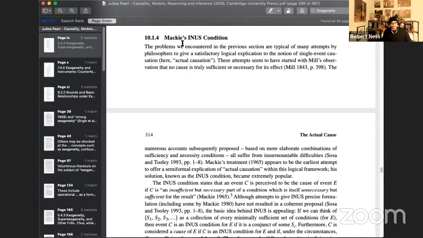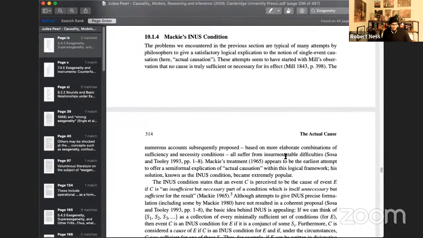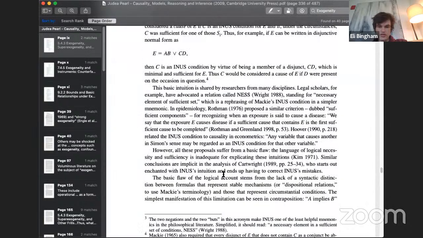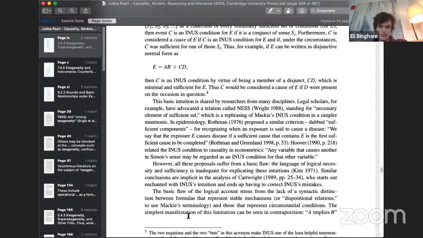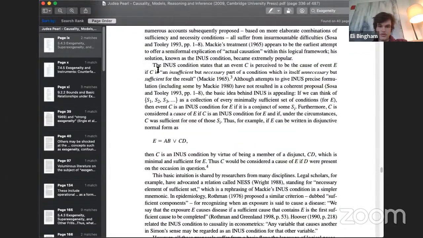What is this? We haven't read about this INUS condition with Mackie, right? Yeah, this is the classical philosophical notion. It's there in the paragraph at the bottom of your screen. The INUS condition states that it's an insufficient but necessary part of a condition, which is itself unnecessary but sufficient for the result. It's a tongue twister. The thrust of this chapter is that this is the right way of thinking about it, and nobody up to that point had formalized it correctly.